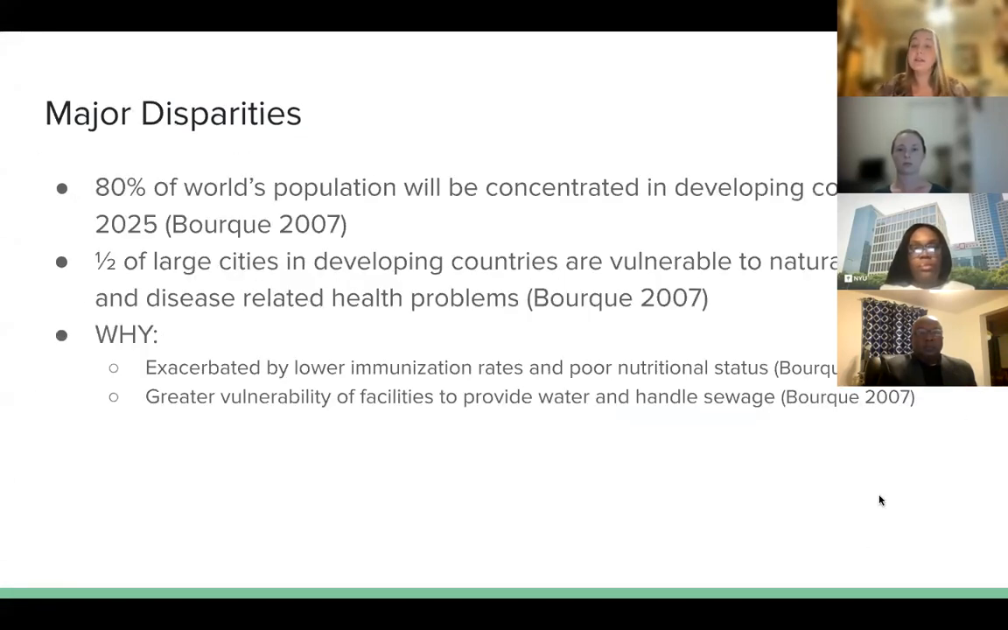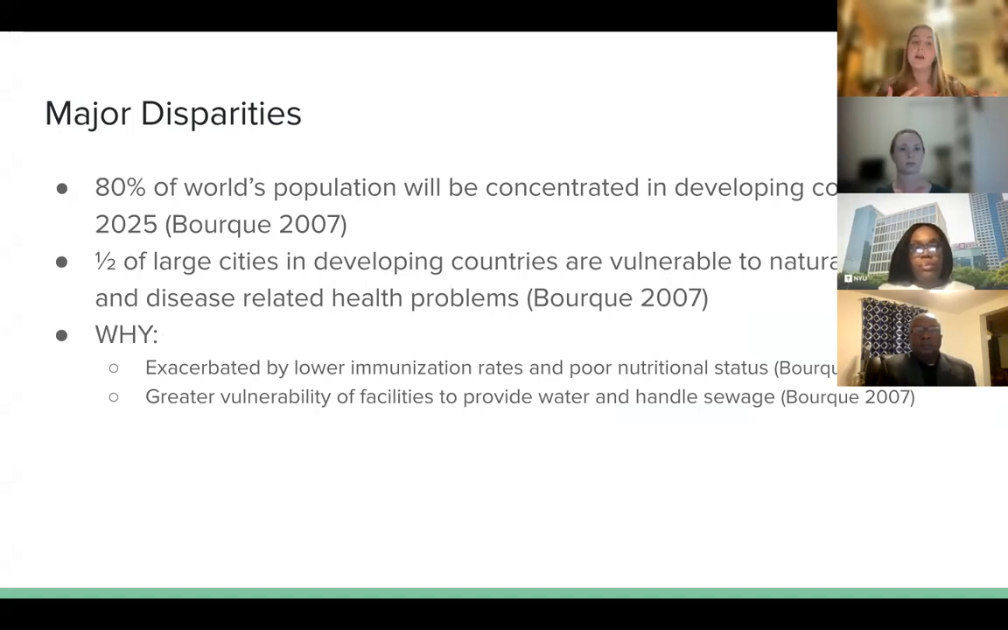Some major disparities right now: as of 2025, it's estimated that 80% of the world's population will be concentrated in developing countries. And in developing countries, half of large cities are vulnerable to natural disasters and disease-related health problems. So those two statistics combined show that by 2025, a majority of the planet is going to be at risk for some of these global health security and disaster risk reduction issues.